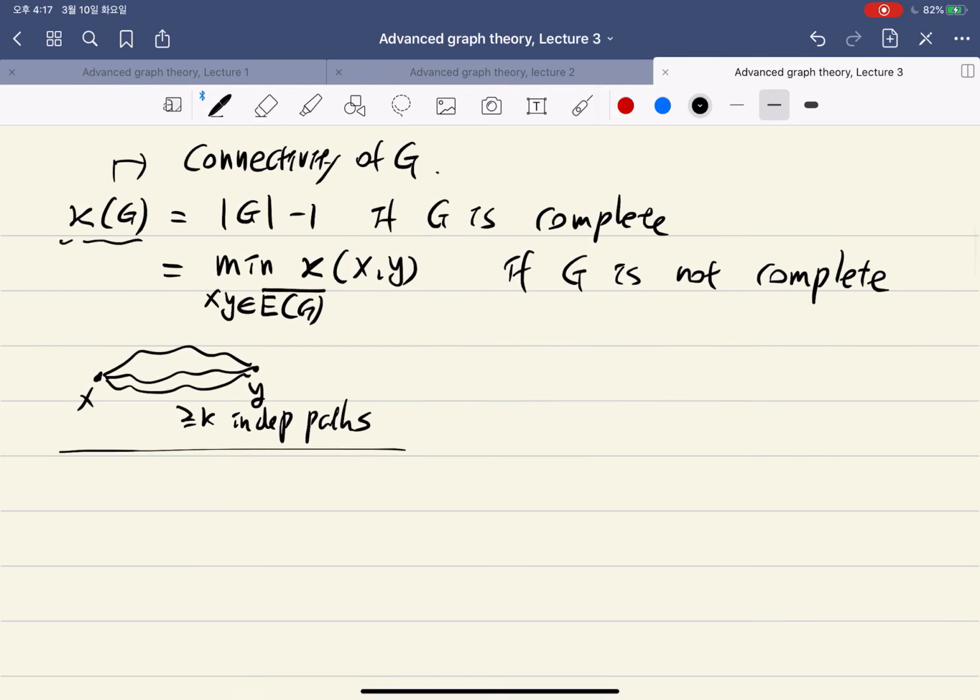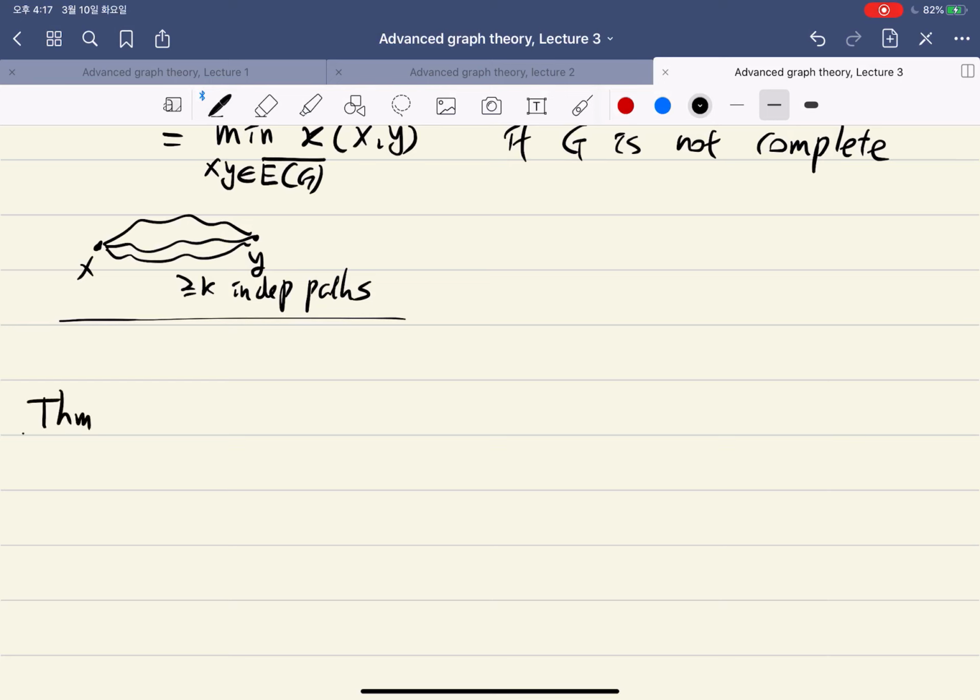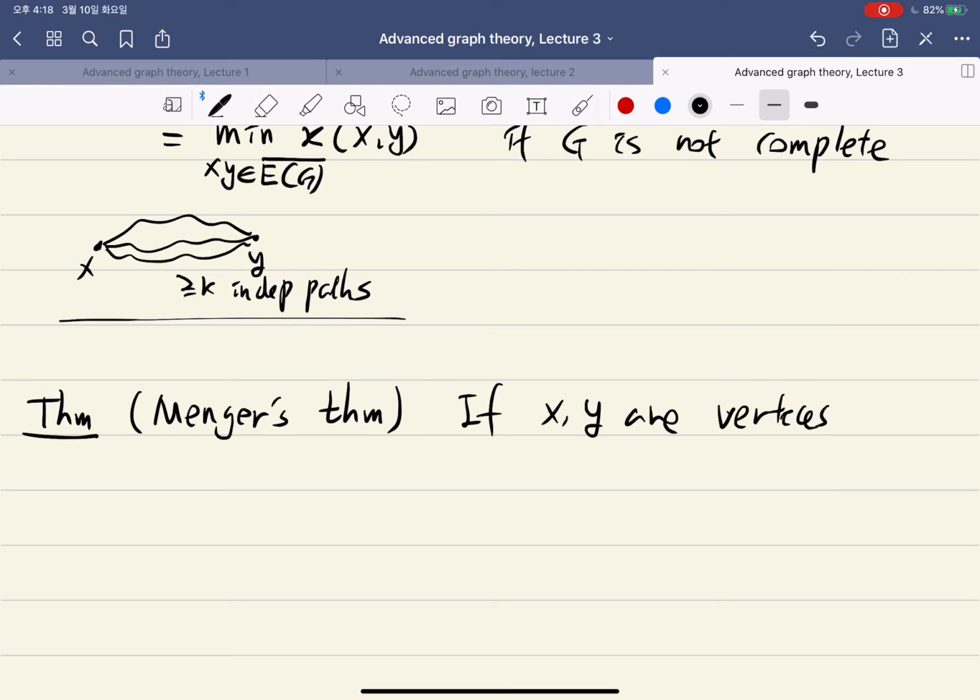So that's one version of Menger's theorem. But let's write it in a more general, stronger form. Say x and y are vertices in a possibly multigraph. For a multigraph, the vertex connectivity is the same as for the simple graph. You just replace all the multi-edges with single edges. Then the vertex connectivity doesn't change.